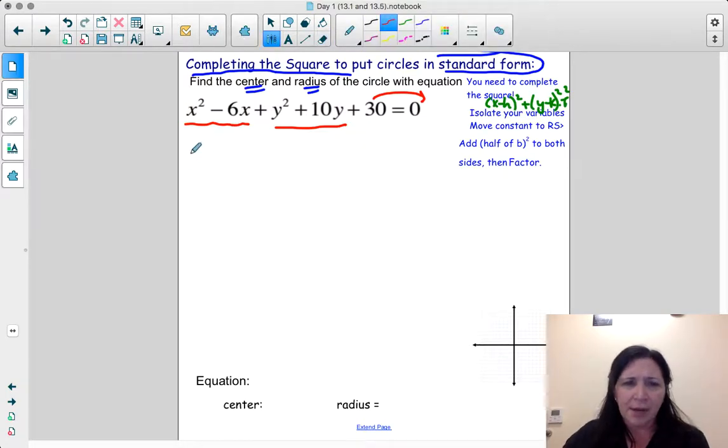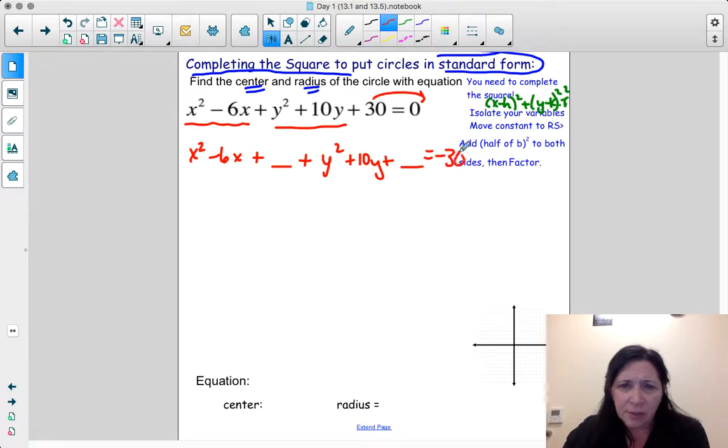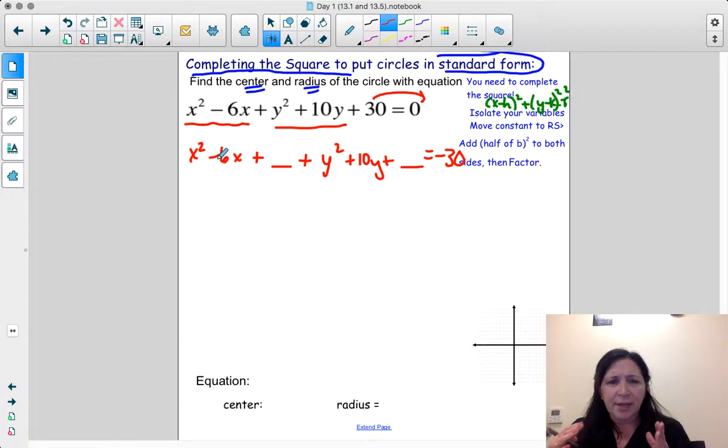So I'm going to rewrite this. You have x squared minus 6x plus no value, plus y squared plus 10y plus no value, we're going to get to that value in a minute, is equal to negative 30. So the act of actually having an x squared and an x means I need to complete that square. Having a y squared and a y means I need to complete that square.